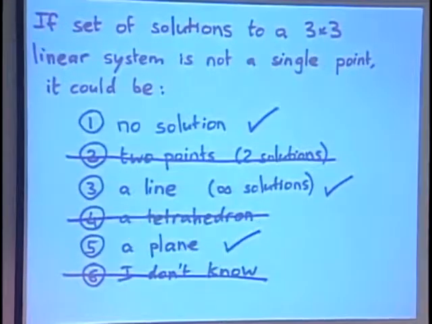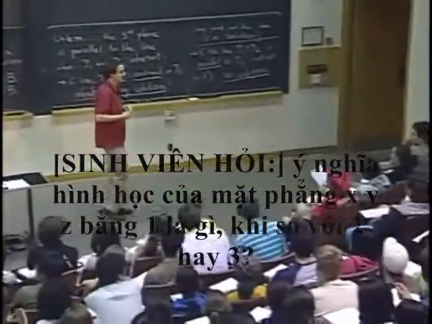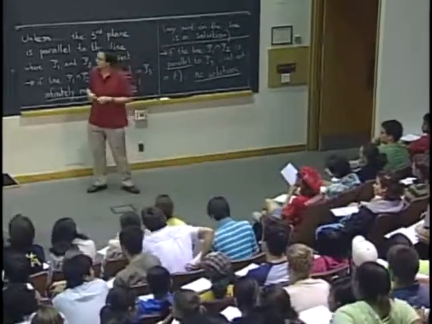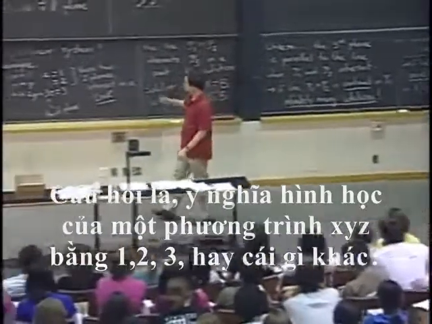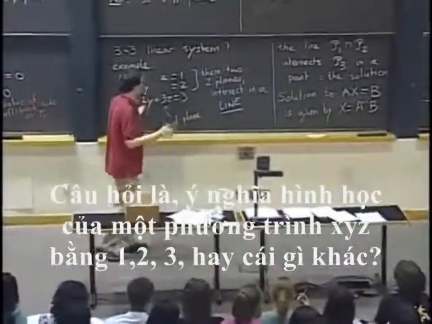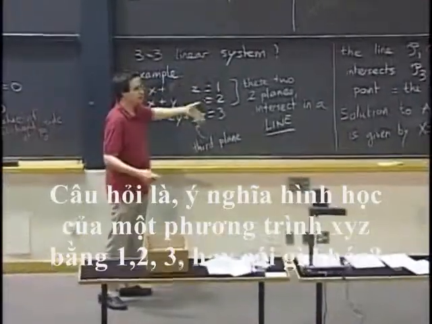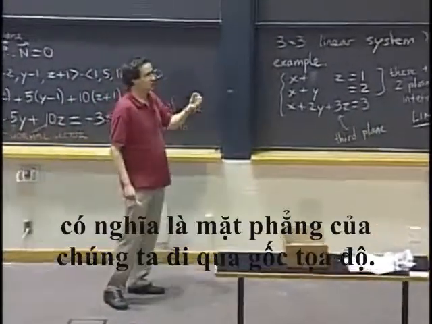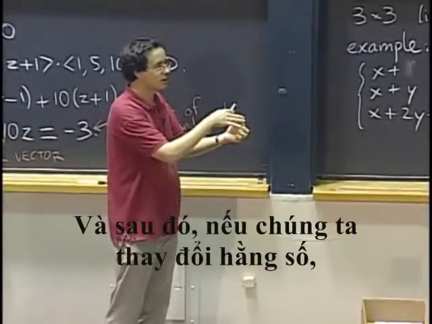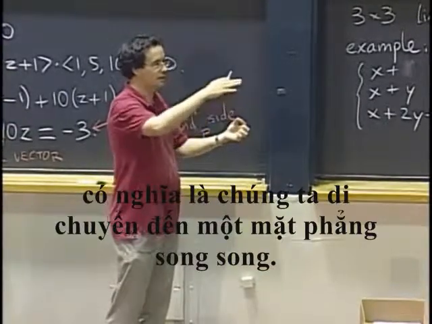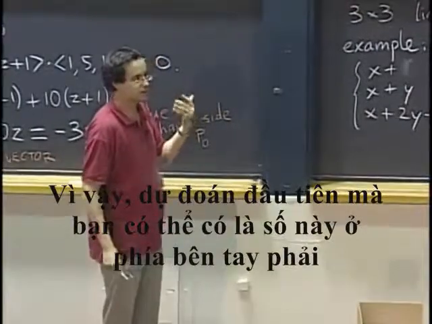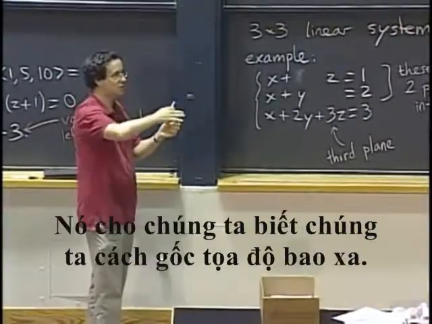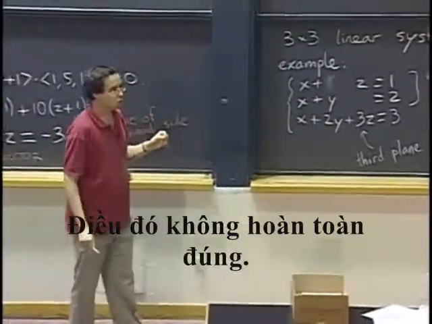Okay, any questions? Yes? What's the geometric significance of x plus y plus z equal to 1 as opposed to 2 or 3? Okay, that's a very good question. The question is, what is the geometric significance of an equation like x plus y plus z equals 1, 2, 3, or something else? Well, if the equation is x plus y plus z equals 0, it means that our plane is passing through the origin. And then if we change the constant, it means we move to a parallel plane. So the first guess that you might have is that this number on the right-hand side is the distance between the origin and the plane. It tells us how far from the origin we are. That is not quite true.